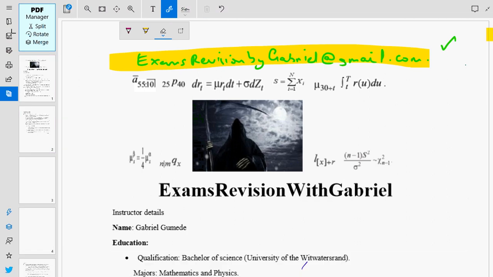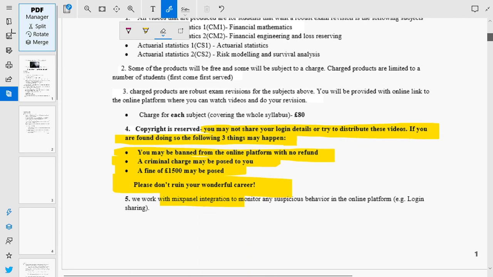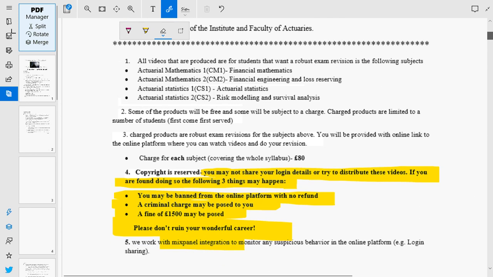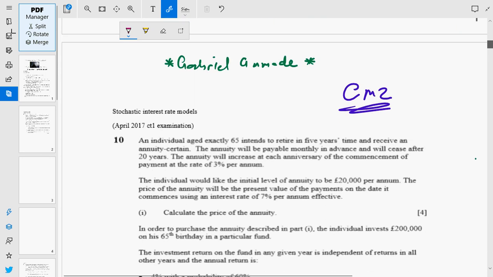Welcome to this exam revision session on stochastic interest rate models. Before you start doing your revision with me, please read this information written here. It's very important, especially this part which is highlighted. So pause the recording now and read. Then after that, let's get on with our revision.